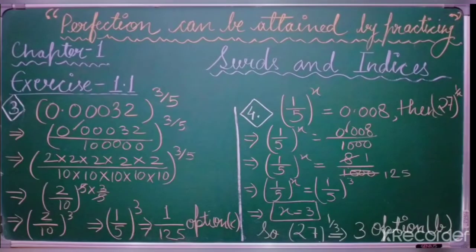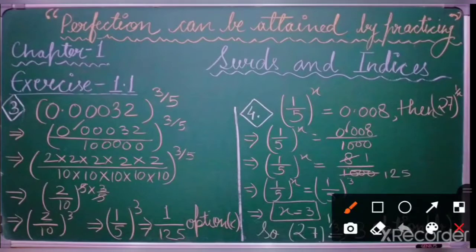The question number 3 is in the form of a decimal, where it is 0.00032 to the power 3 by 5. First, we need to convert it into the form of a fraction. So you will cancel out the decimal and you will get 32 by 1 and 5 zeros. Because the denominator of the power is 5, you need to break off 32 and 1 lakh into the power of any number where you are getting 5 factors.